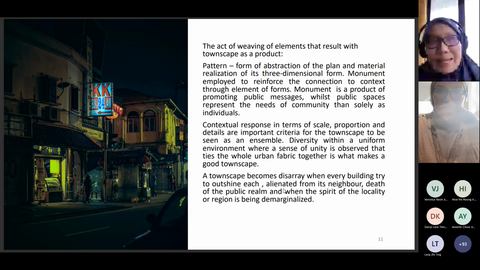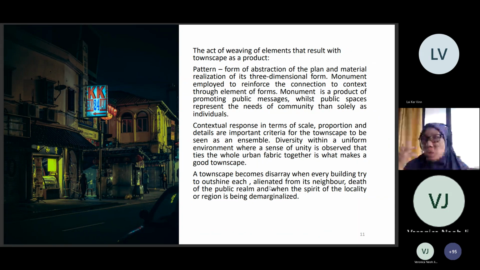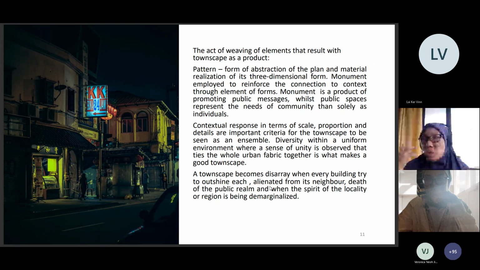Sense of unity, sometimes you can achieve through colors, through materials, sometimes through having one singular building that stands out and then unifies the whole thing, or sometimes you can use landscape to create the sense of unity. But this is a theory, urban design theory, that has to be understood when you're designing the townscape.